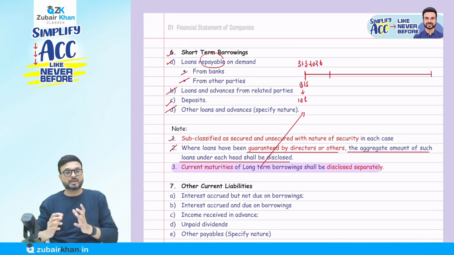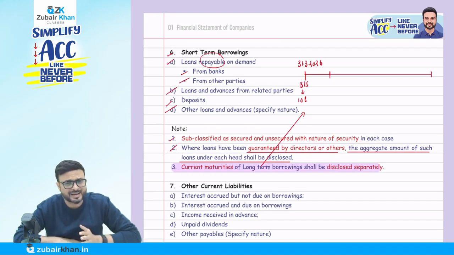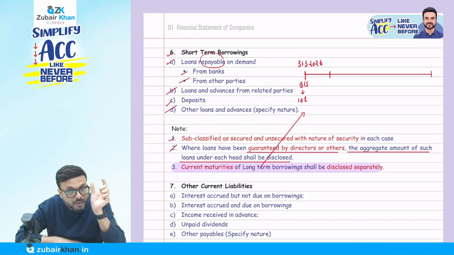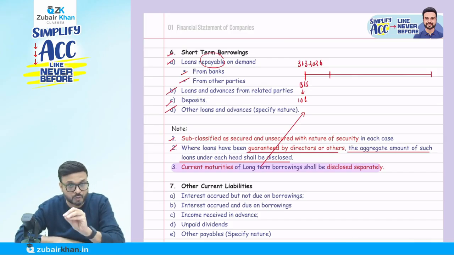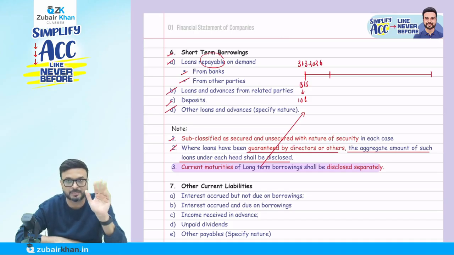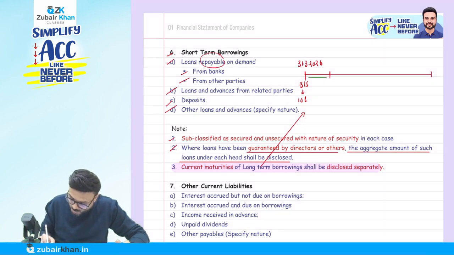So you will tell me, sir, you are going to pay in the next 10 years, so it should be a long-term borrowing. Correct. If I'm going to pay in the next 10 years, it's a long-term borrowing, no doubt about it. But some portion of that long-term borrowing I have to pay within a year only. What does it mean? Some portion of the long-term borrowing we are going to pay within a year only, so that is part of the short-term. Let me explain. Suppose out of these 10 lakh, I'm going to pay 1 lakh within a year and the remaining 9 lakh after that.